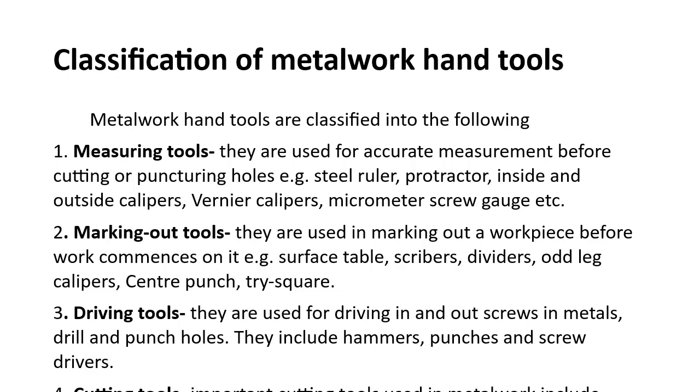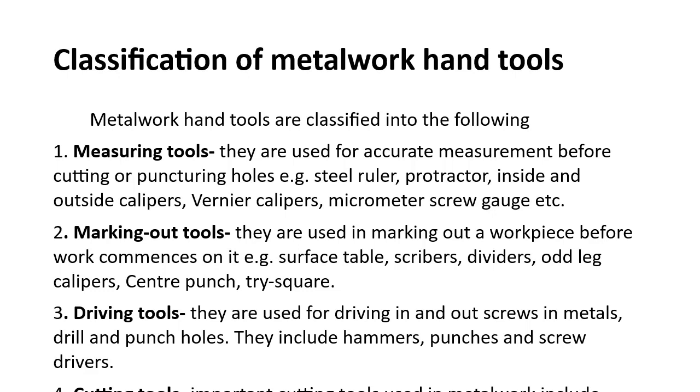Having seen the classification of woodwork hand tools, let's now look at the classification of metalwork hand tools. Metalwork hand tools are classified into the following. Number 1, measuring tools. They are used for accurate measurement before cutting or puncturing holes. Examples: steel ruler, protractor, inside and outside calipers, vernier calipers, micrometer, screw gauge. These tools are grouped under measuring tools.